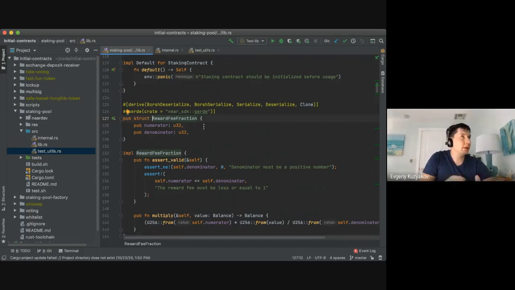And if, let's say, you have 1,000,000 tokens, they acquired some reward, let's say 10,000 tokens in reward, then the owner will take 1% out of this, which is 100 tokens.